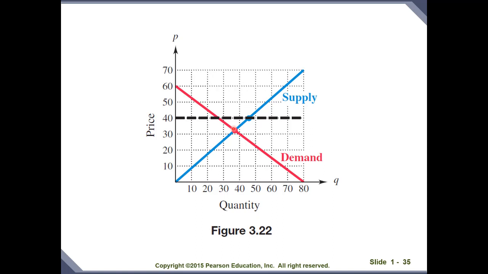The price is low enough that people are willing to buy, and it's high enough that people are willing to produce. If the price is higher than this, there's going to be more supply than demand. If the price is lower than this, there's going to be greater demand than there will be supply.